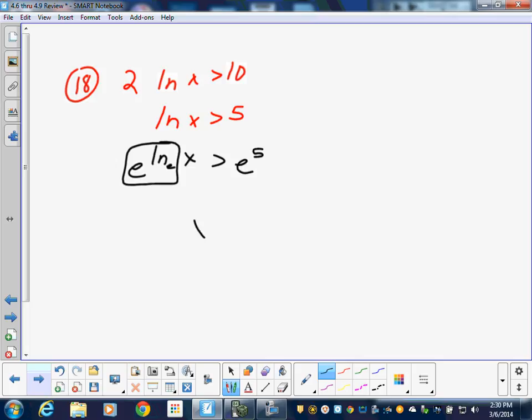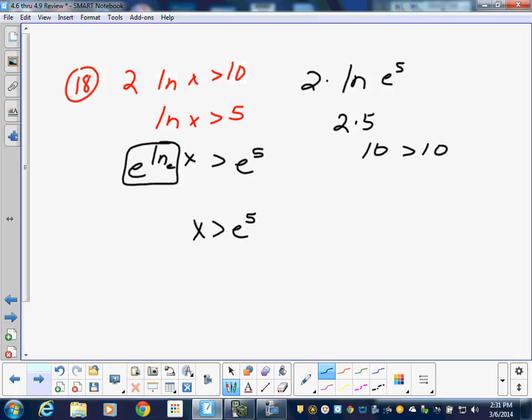So x is greater than e to the 5th. Let's think about this for a second. This is 2 times natural log of, let's say this was e to the 5th. Well, based on what we talked about, that right there is 5. 2 times 5 is 10. So as long as I pick a number that's greater than e to the 5th, it'll work. Now, that's not going to be my final answer, though.